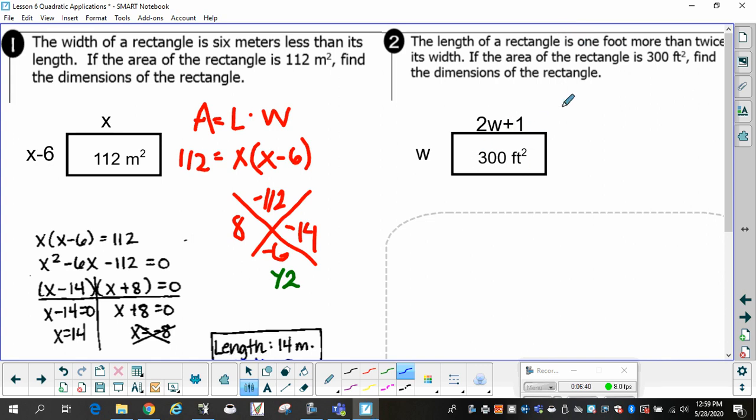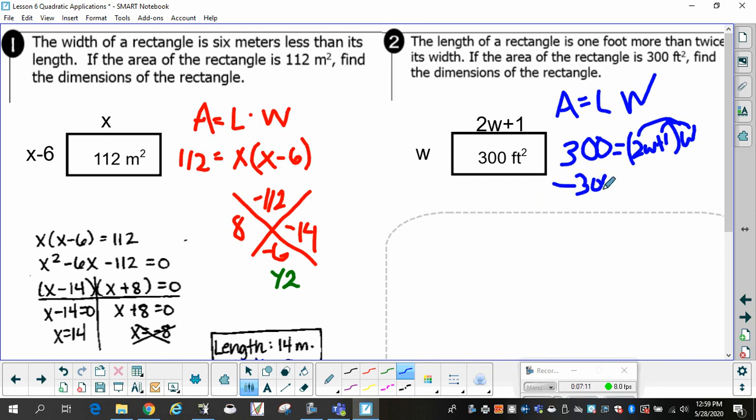Here's the area. So now, if I know that my area is equal to my length times my width, I know I should have 300 equal to 2w plus 1 times w. What I'm going to do is distribute the w and then subtract 300 from both sides.